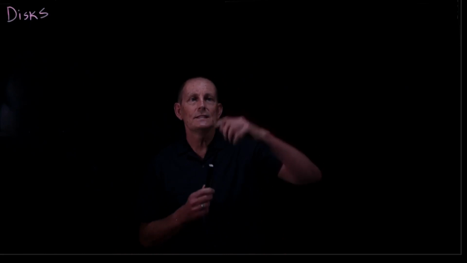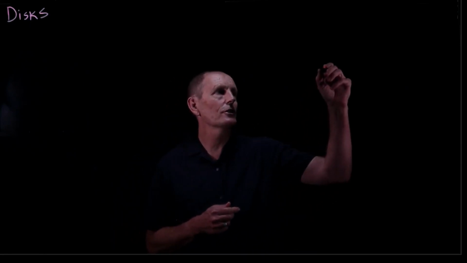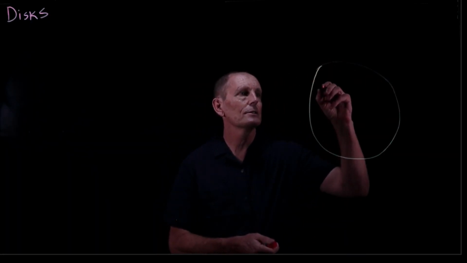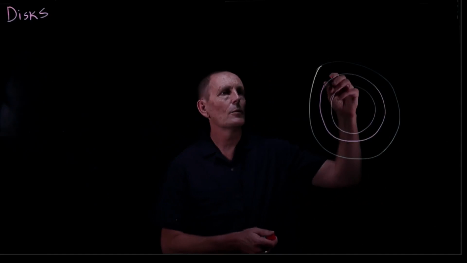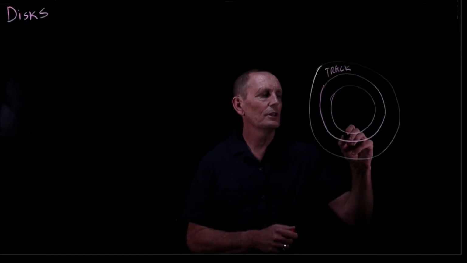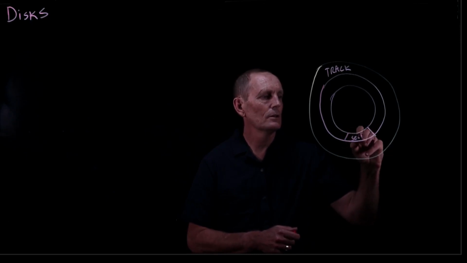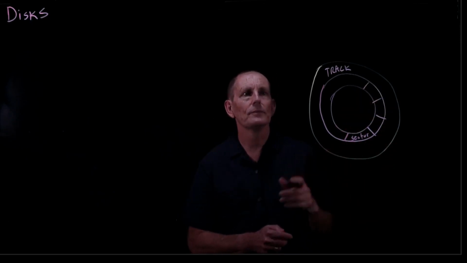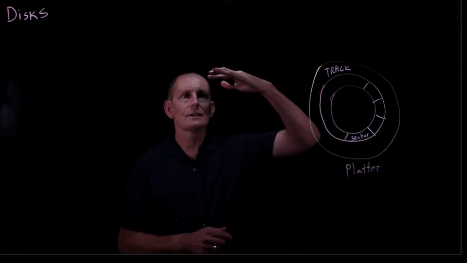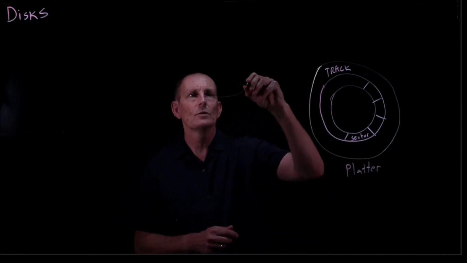Let's talk now about disks. So let's look at the hardware of a disk. We have basically a sequence of circular platters. So these circular platters are broken up into tracks, and each track is broken up into sectors, and so on. These platters are stacked on top of each other with space in the middle.